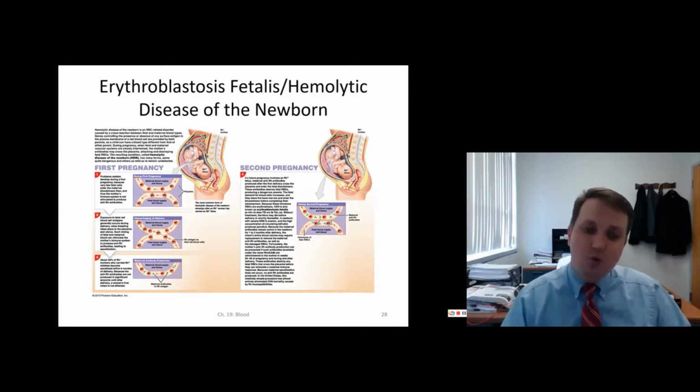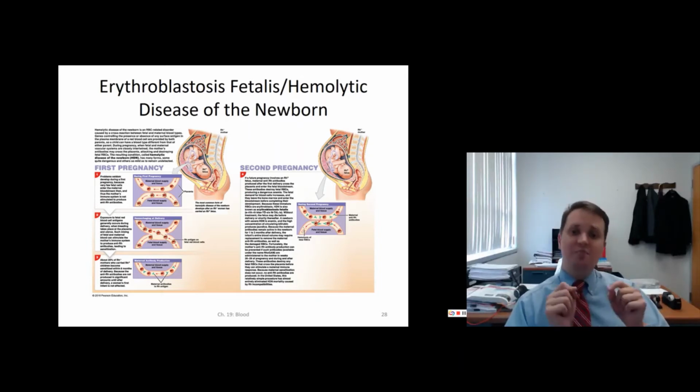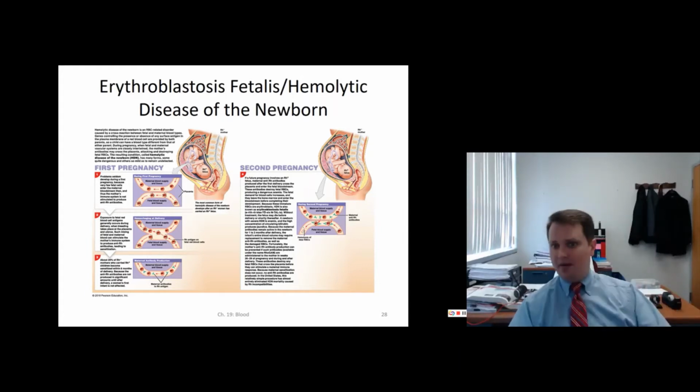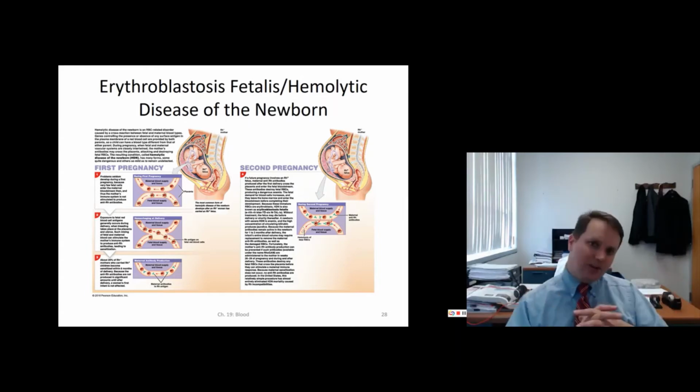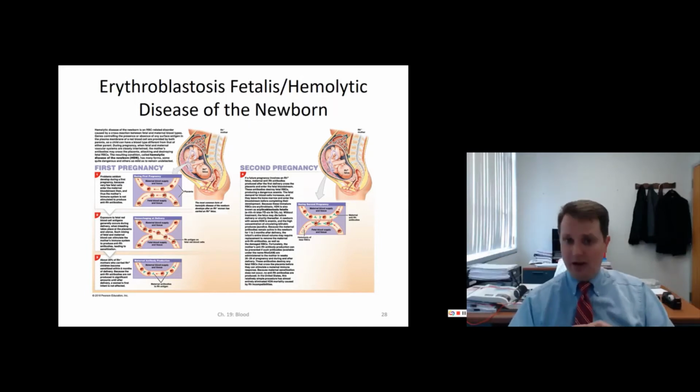So RhoGAM is given to trick the mother into thinking she has already made anti-Rh antibodies, so that she doesn't make enough to make this a fatal thing. It's a little trick, and it's a product made from whole blood donations where the Rh antibodies are removed from the donated blood and then used as a medicine. But it is a whole blood product, and with anything made from whole blood there's some risk, so they have to scan it for HIV, hepatitis, and any bloodborne illnesses, okay?